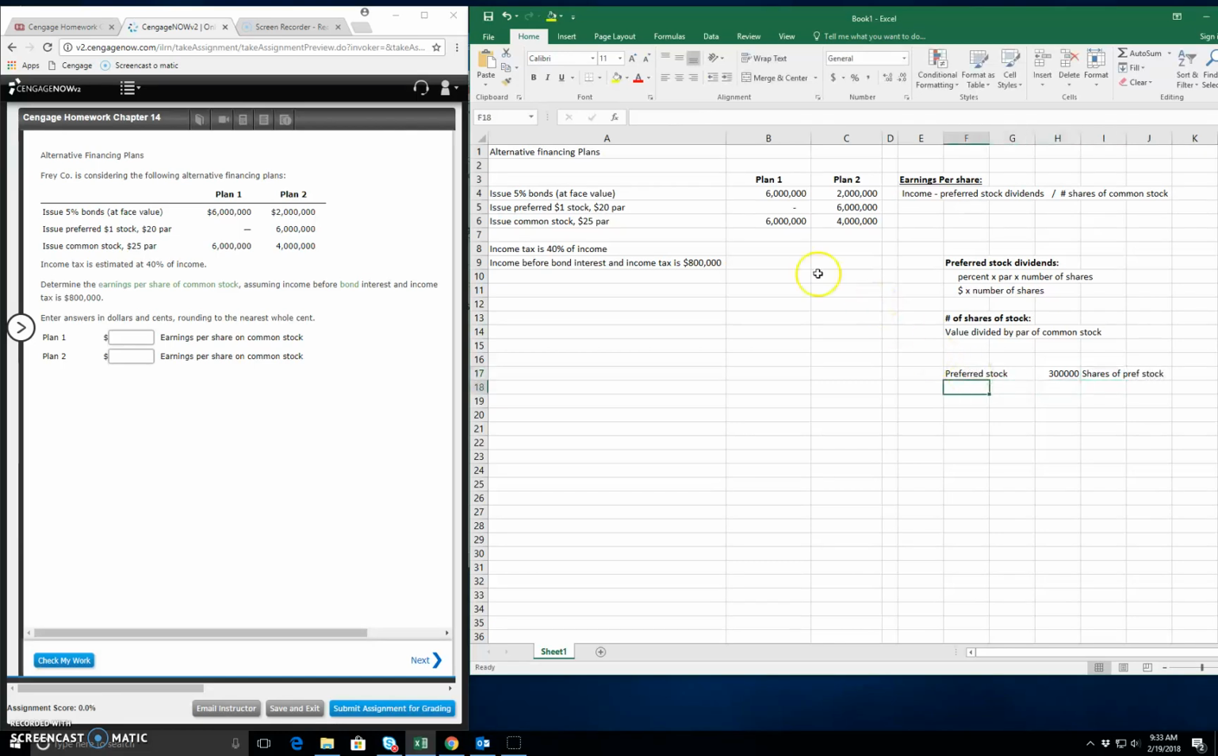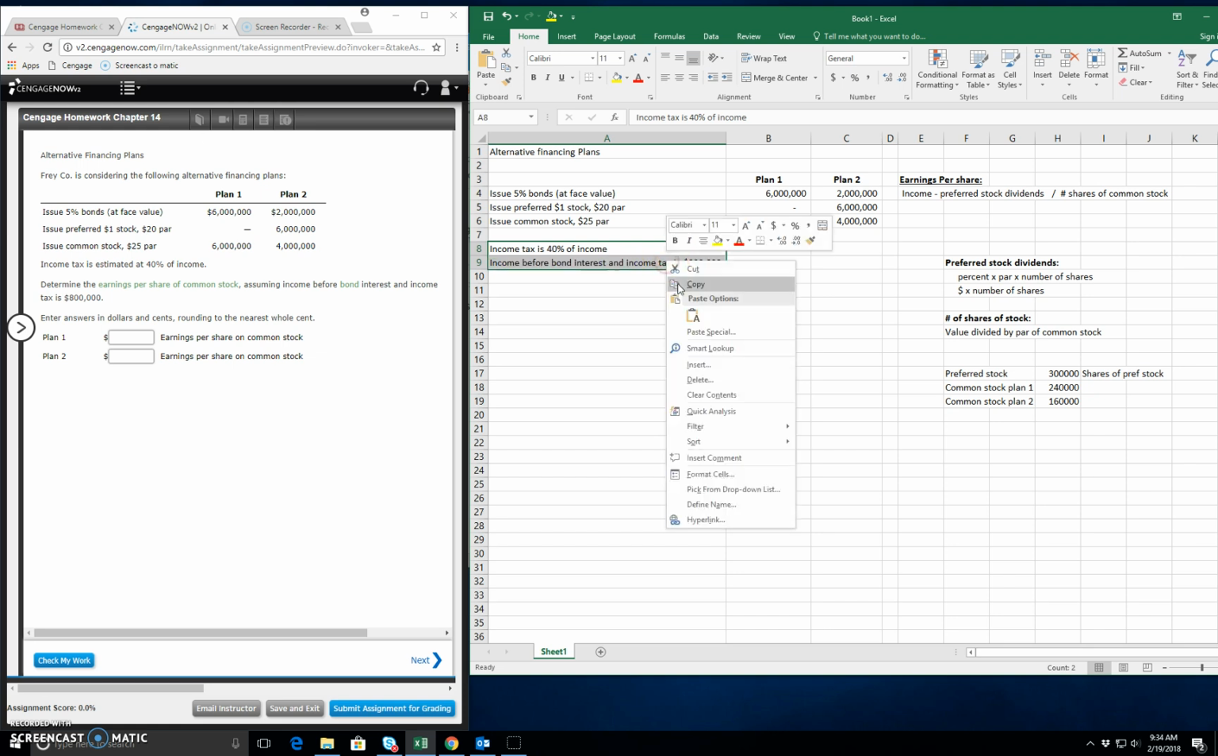Alright, so we can do the same thing for common stock. We'll have to do it twice, for Plan 1 and Plan 2. So for common stock, Plan 1, we can take the value, which is 6 million, divided by the par, and that is how many we have for Plan 1. For common stock Plan 2, how many shares are we issuing? Well, we'll take the value, 4 million, divided by par, 25, and that's how many shares. So that's just some of the information we've learned in previous chapters for this problem. The new information we need to know is how to put these numbers in and get to earnings per share.